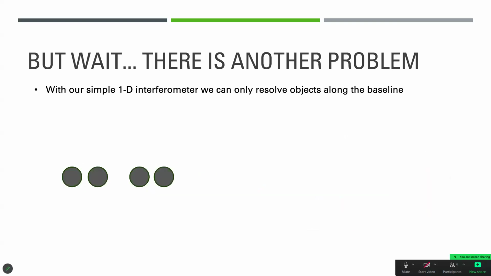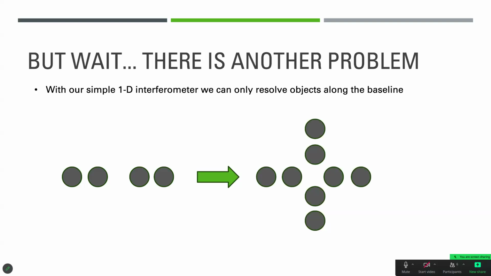Okay, so then, well, what do we do? Well, you just add more telescopes in the other direction, right? And then like that, you get good resolution both ways. But you can still come up with directions where the resolution is bad. So ideally, you just want to keep adding telescopes, right?